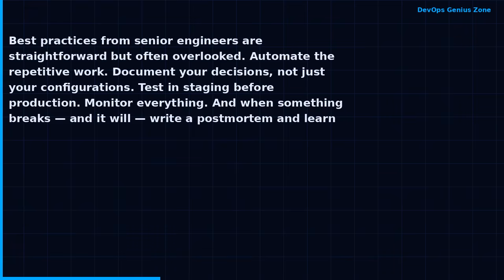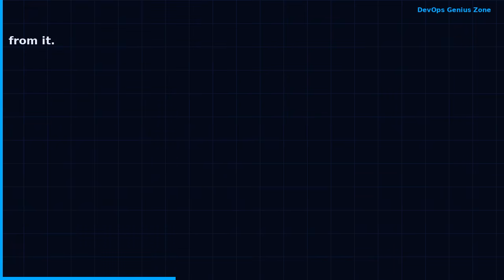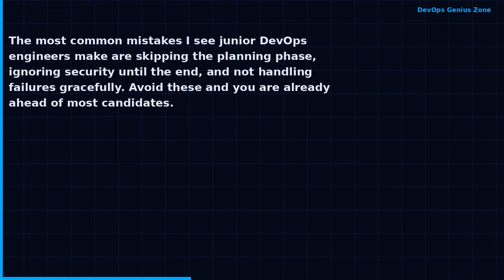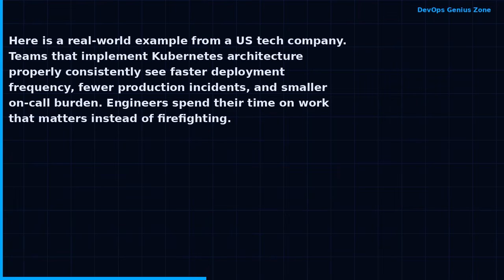The most common mistakes I see junior DevOps engineers make are skipping the planning phase, ignoring security until the end, and not handling failures gracefully. Avoid these and you are already ahead of most candidates. Here is a real-world example from a US tech company. Teams that implement Kubernetes architecture properly consistently see faster deployment frequency, fewer production incidents, and smaller on-call burden. Engineers spend their time on work that matters instead of firefighting.